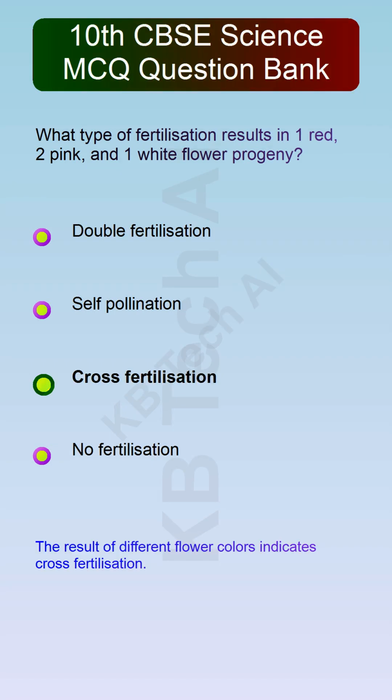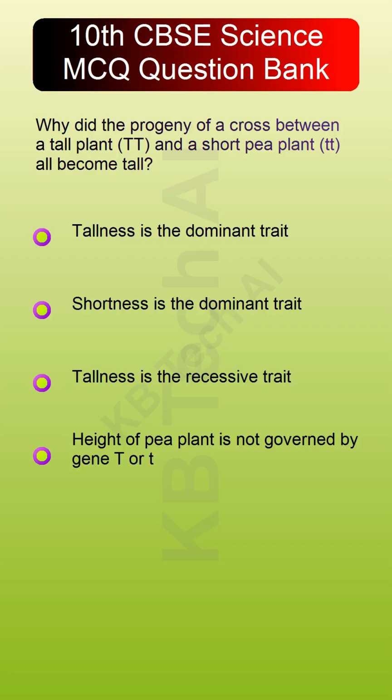The answer is, option 3, cross-fertilization. Why did the progeny of a cross between a tall plant, TT, and a short pea plant, tt, all become tall? Option 1, tallness is the dominant trait. Option 2, shortness is the dominant trait. Option 3, tallness is the recessive trait. Option 4, height of pea plant is not governed by gene T or t.